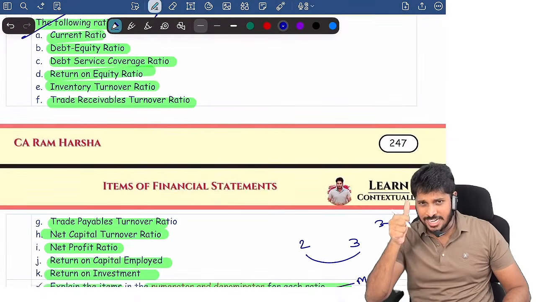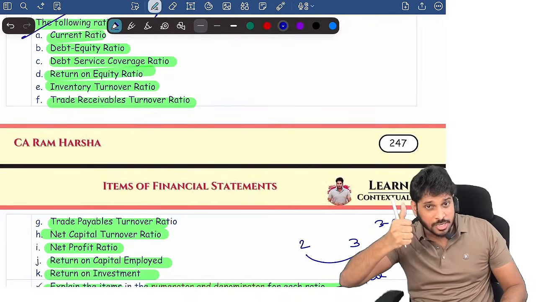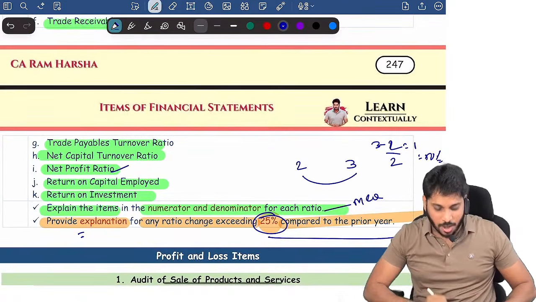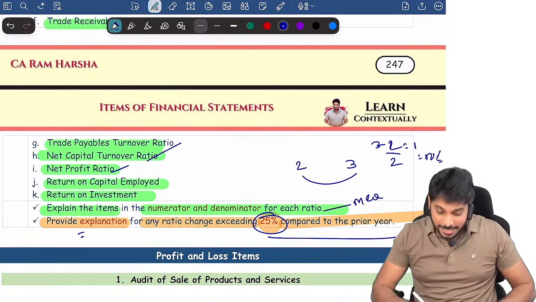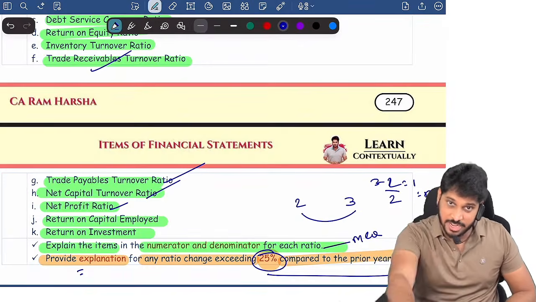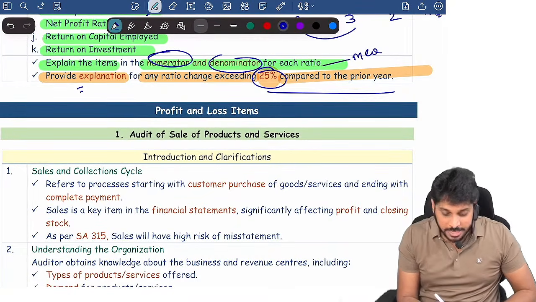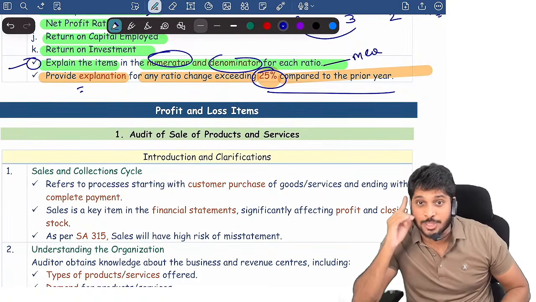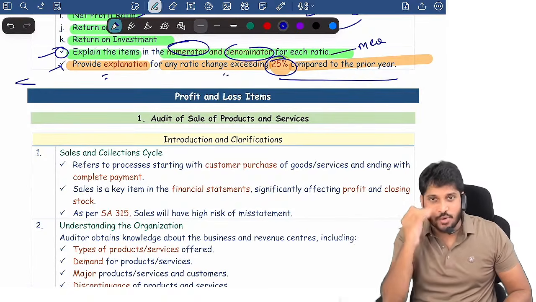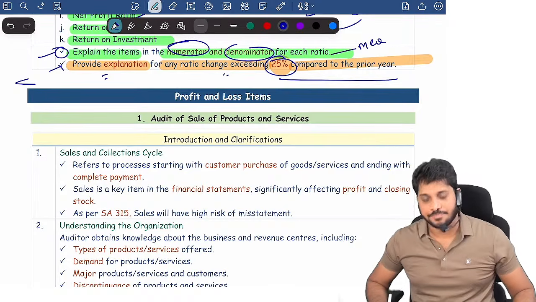Key ratios: current ratio, return on equity, return on capital employed, return on investment, inventory turnover ratio, trade receivable turnover ratio, debt service coverage ratio, debt equity ratio. See, 8 ratios I already told. And net profit ratio, net capital turnover ratio. Over. Trade payable turnover ratio. That's it. And we should give explanation of numerator, denominator. Many students will forget this numerator, denominator explanation point, and some students will forget explanation about change in the ratio exceeding 25% compared to the last year. That's it, guys. I hope you're clear.